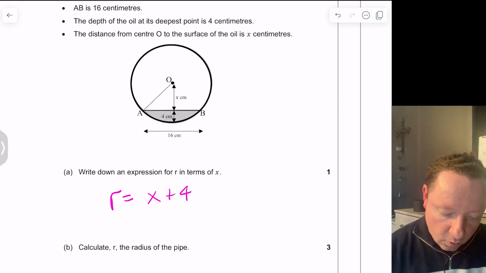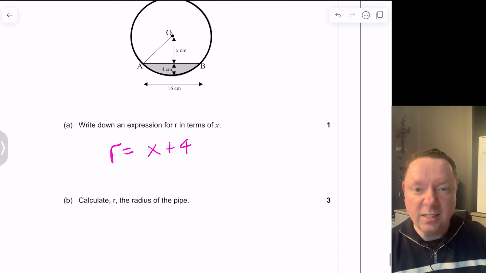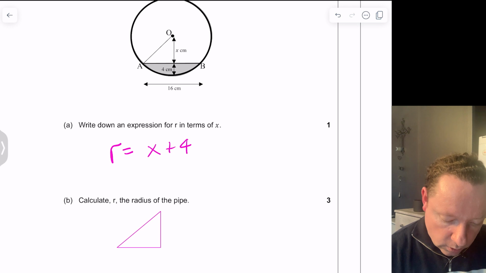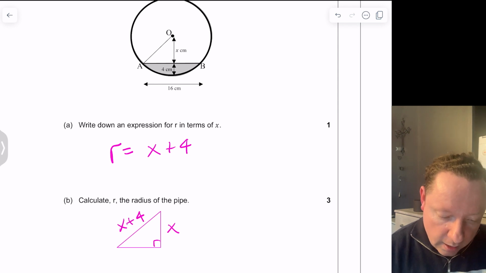Calculate the radius of the pipe. Well, we're going to get x first and then we'll get the radius. So we've got this right angle triangle you should be able to see here. So this is Pythagoras in circles. And we've got x that way. And we've got the radius, which is x plus 4. We don't know that either. And half the diameter, that's 8.